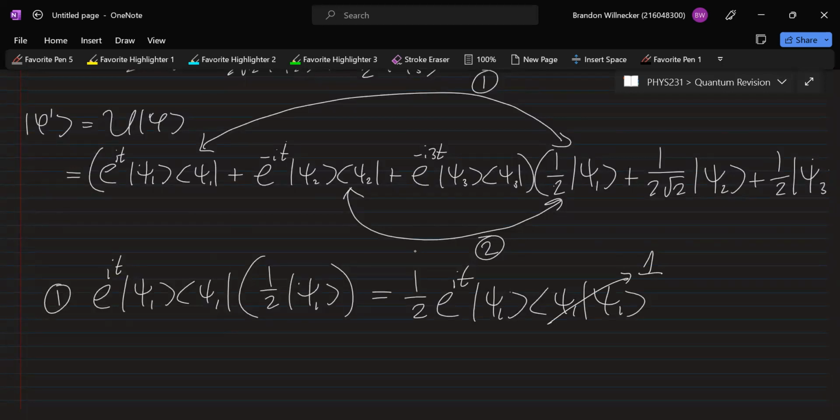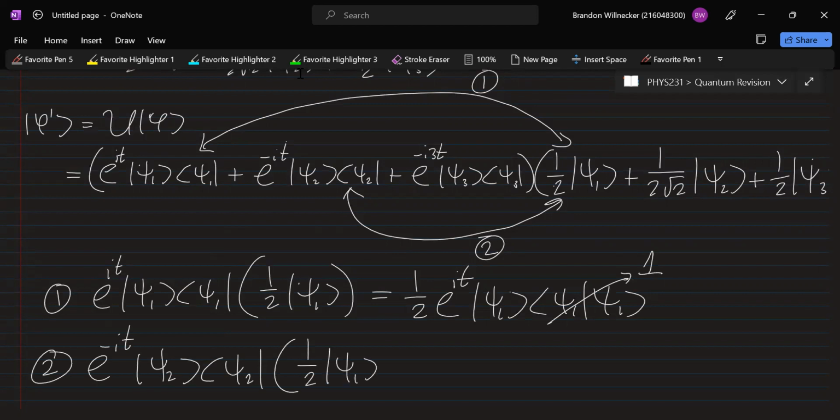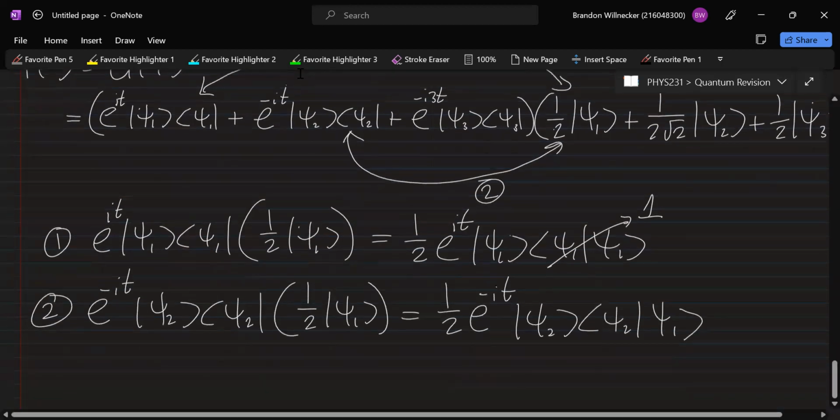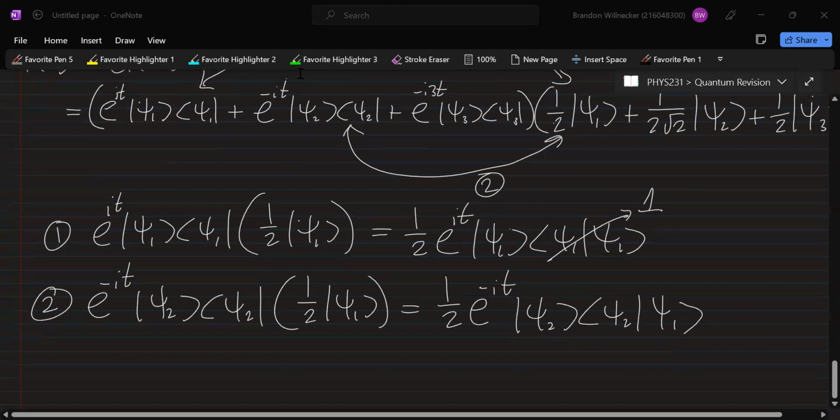Okay, so we end up with 1/2 e to the RT acting on psi1. And then for the second term, we end up with e to the minus RT, psi2 with psi2, on 1/2 psi1. This is going to be 1/2 e to the minus RT, psi2 inner product with psi1. But again, these are orthonormal, so psi2 with psi1, that's going to be 0.